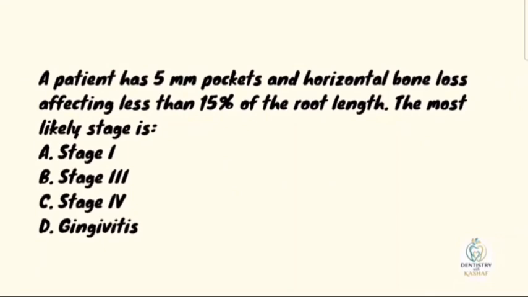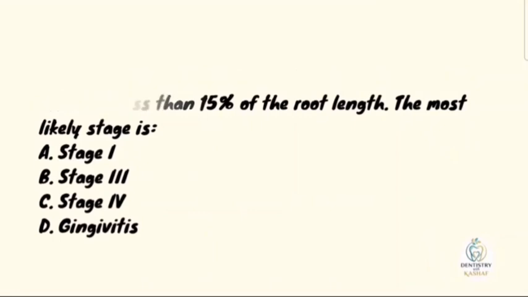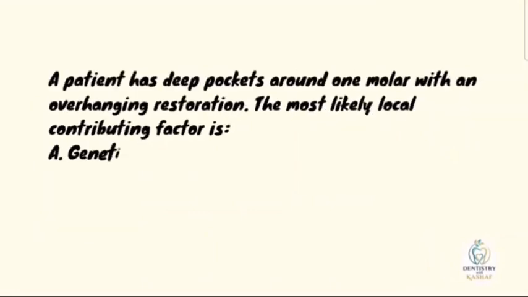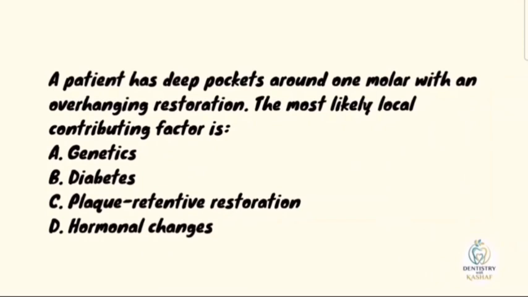length, and the most likely stage is stage 1, 3, 4, or gingivitis. What would you suggest? And I already taught these things earlier. Patient has deep pocket around a molar with an overhanging restoration. The most likely local contributing factor is it genetics, diabetes, plaque retentive restoration, or hormonal changes?